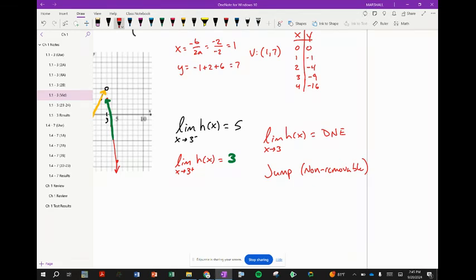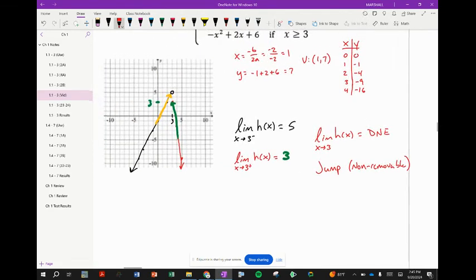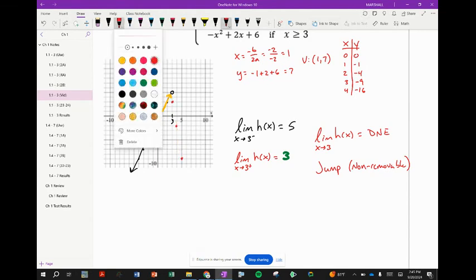All right. I think that's really all we need for that one. We got our limits. We described what it was, a jump. I'm going to get rid of that green arrow right there. Didn't like how that looked. All right.